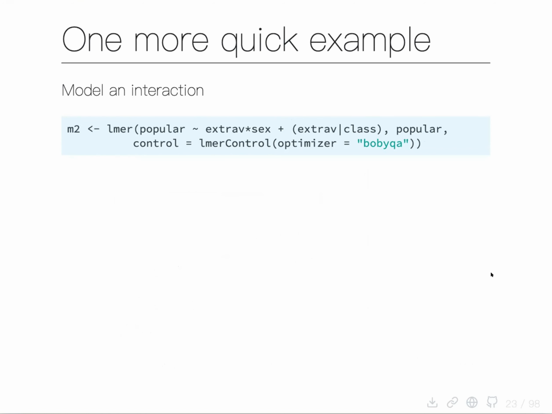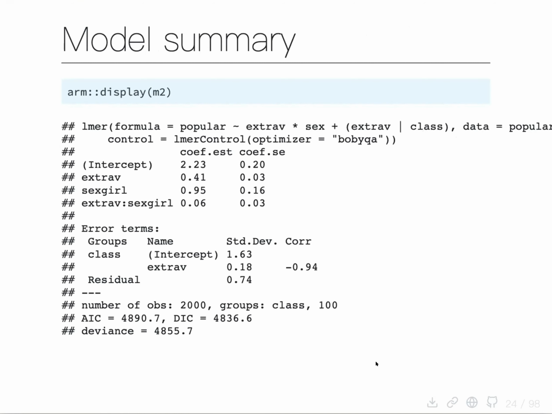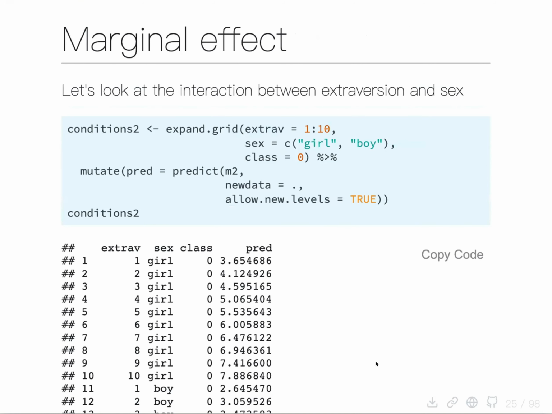Okay, one more quick example of this sort of thing, just to show how this can be useful. We're now fitting a new model where we're modeling the interaction between extroversion and sex. I'm not allowing that interaction to vary by classroom. I am still allowing the extroversion slope to vary across classrooms, but the extent to which that slope depends on sex is going to be fixed across classrooms. So here are the coefficients. And now we might want to model the marginal effect.